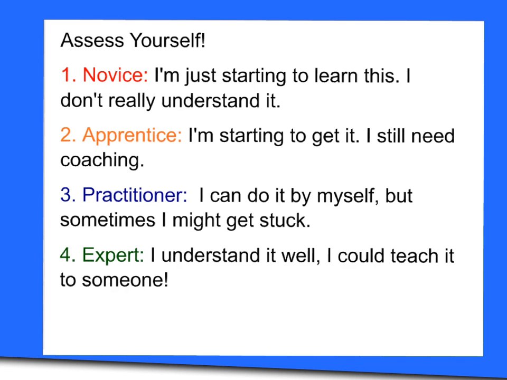Okay, once you get done with your homework problems, I want you to assess yourself. So at the bottom of page 55 in your Go Math book, I want you to write down your level, how you feel after today's lesson. Are you a novice, an apprentice, level 2, level 3 is a practitioner, and level 4 is an expert? So make sure to write this down at the bottom of page 55.